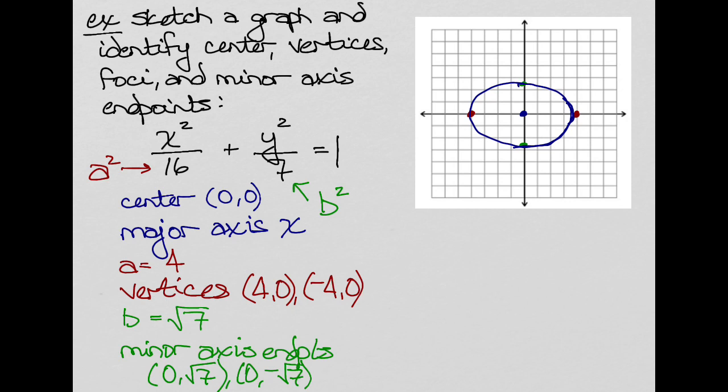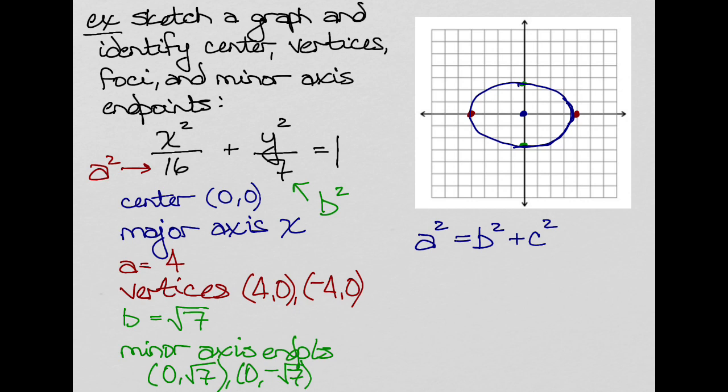Technically, we don't need the foci in order to draw the picture, but they are on our list of things to find. So let's find the foci. The foci are a distance of c away from the center. And the relationship in an ellipse is a squared equals b squared plus c squared. a is the biggest one. a is bigger than b. a is also bigger than c since the foci are on the inside of the ellipse.